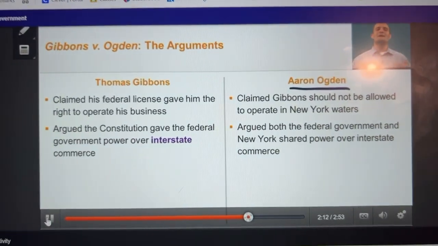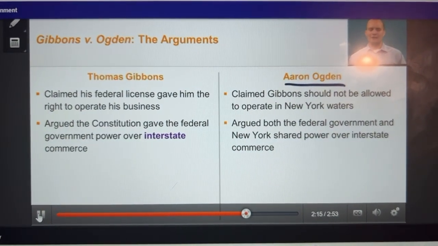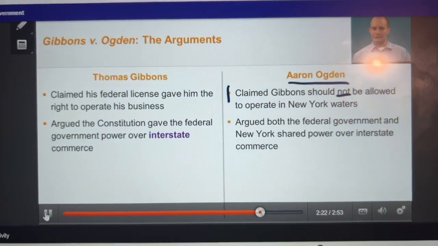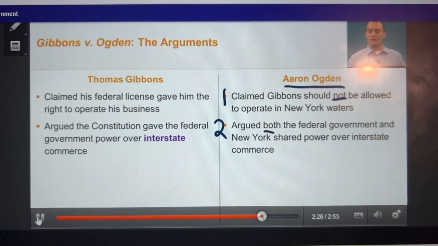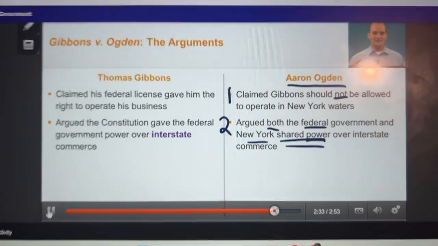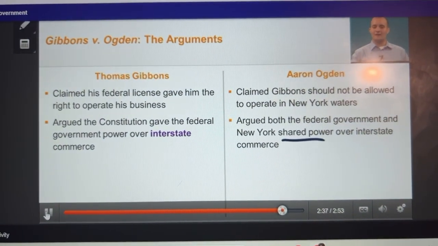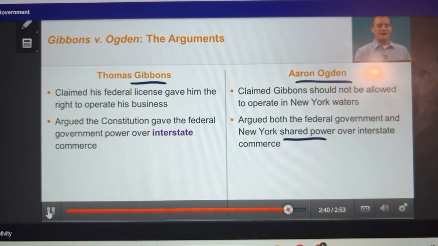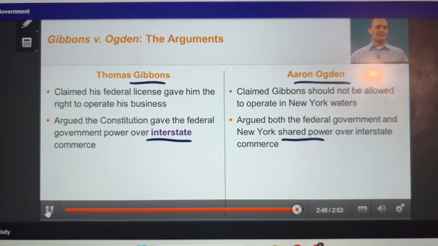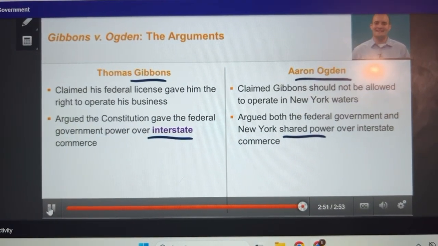Aaron Ogden argued against this idea of federal supremacy. He claimed this: one, that Gibbons should not be allowed to operate in New York waters. Two, he argued that both the federal government and New York shared power over interstate commerce. So you can see the differences. He's saying shared with Ogden, but Gibbons is saying the federal government is supreme over interstate commerce. And those are the cases, those are the arguments. So figure out which side you're on, and I'll tell you about the decision next.